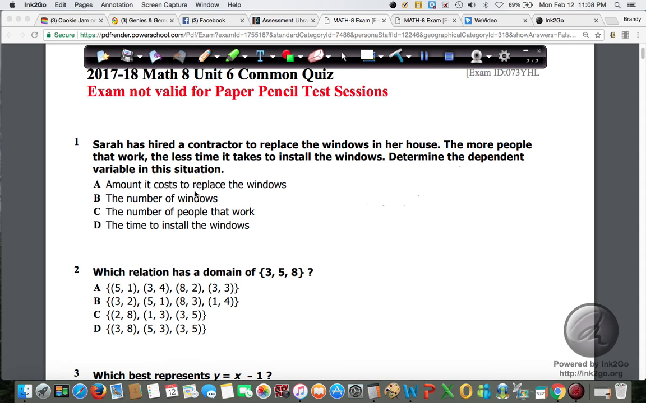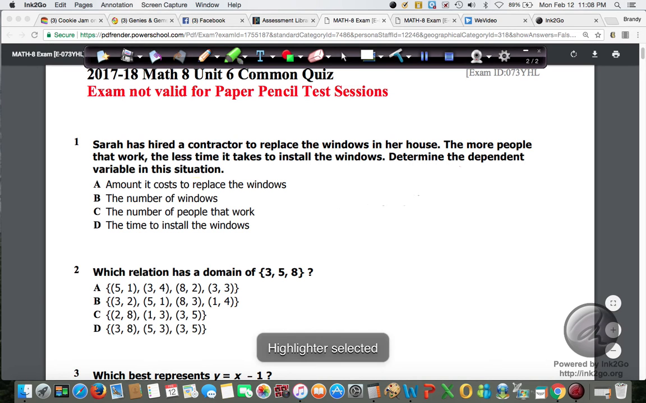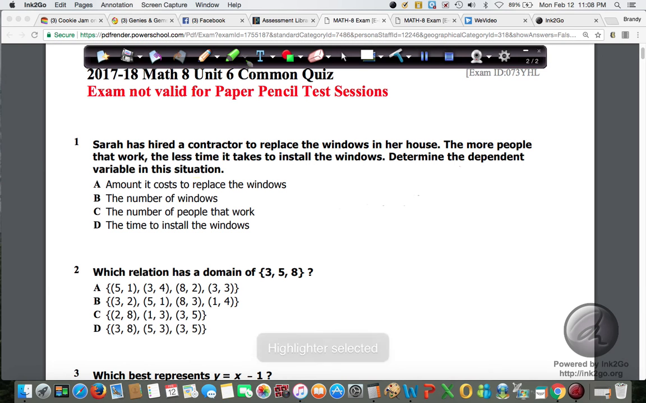A. Amount it costs to replace the windows. B. The number of windows. C. The number of people that work. Or D. The time to install the windows. We are looking for the dependent variable. So we are going to highlight dependent variable. Beautiful.